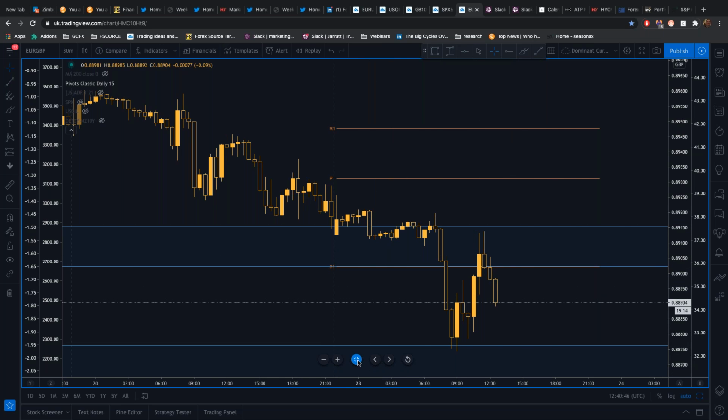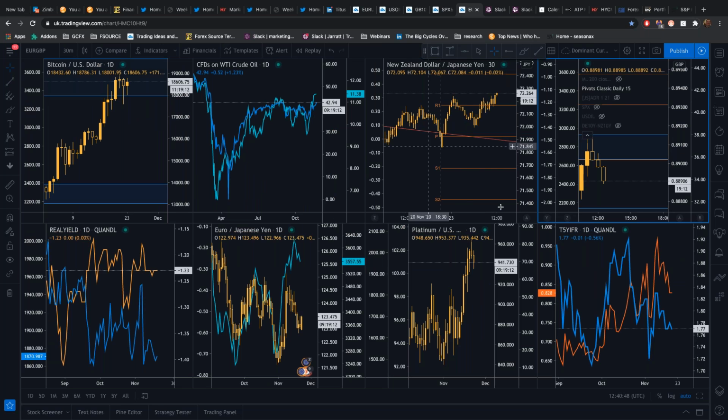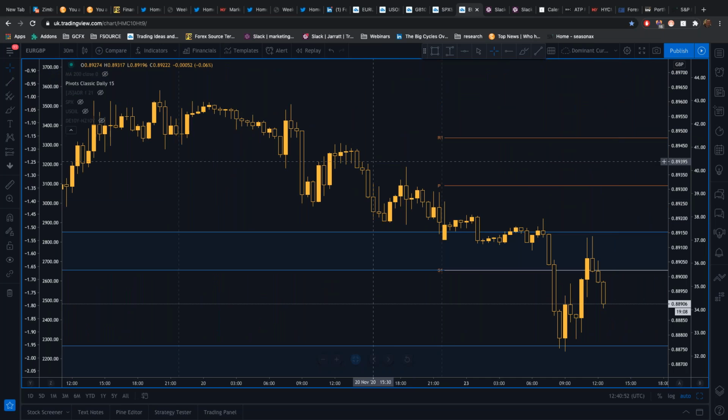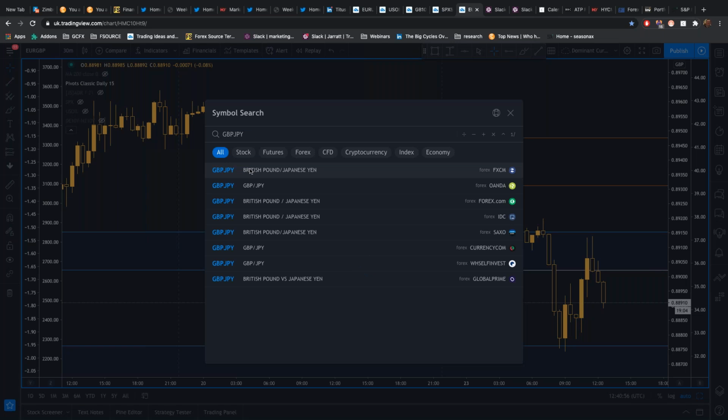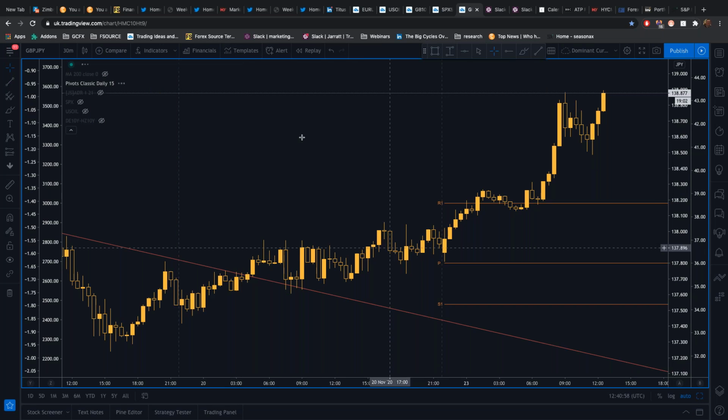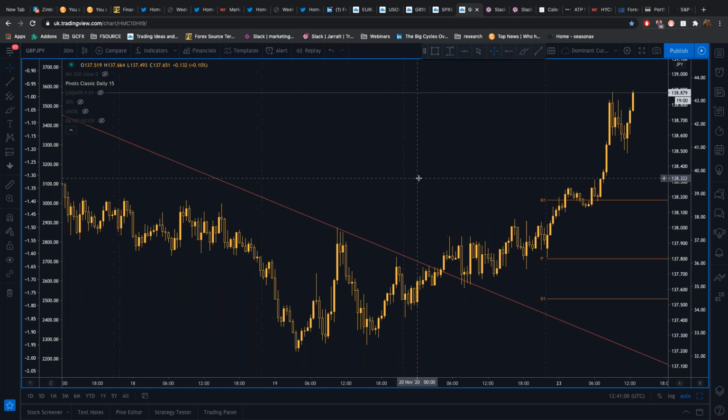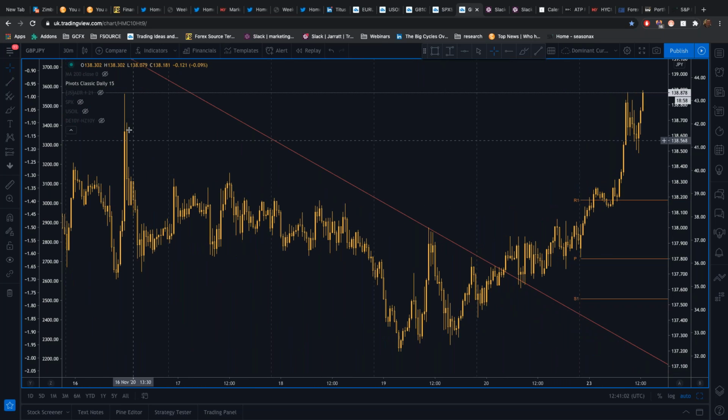The pair that I'd be looking at potentially would be something more like a pound-yen long, because we're seeing Brexit optimism remaining, and we're seeing a weakness in the yen. So any retracement of, let's just look at some more pivot points here.